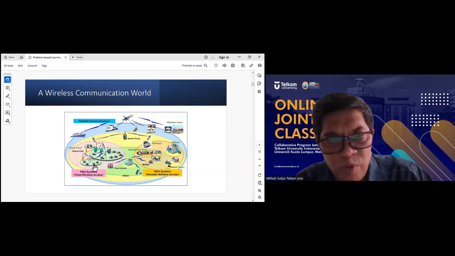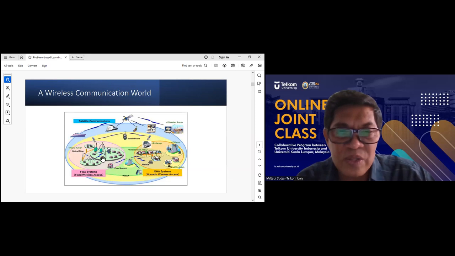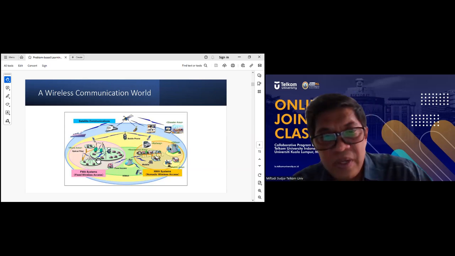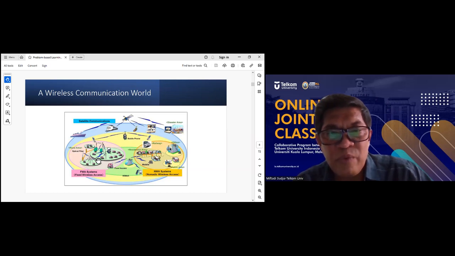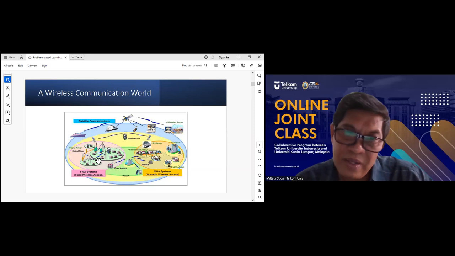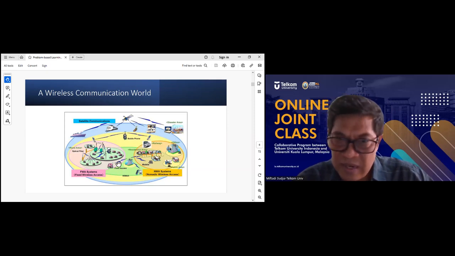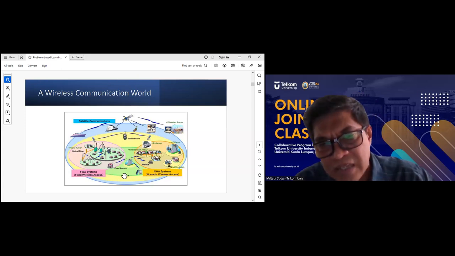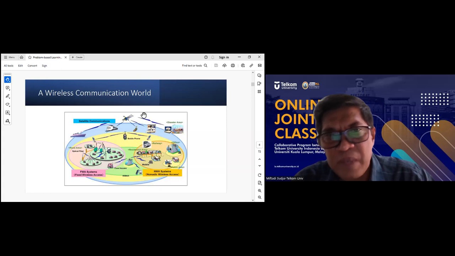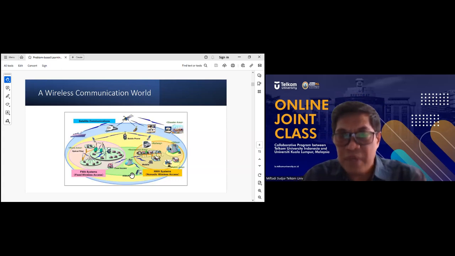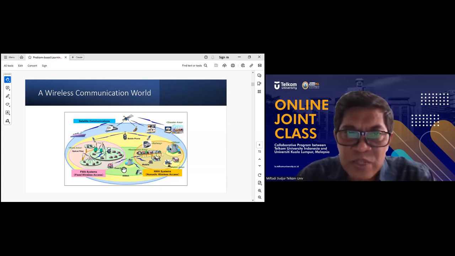and provides full mobility features that we can now use almost everywhere while we are on the move, in the car, for example, in the train, and maybe in the future we also can use a mobile phone when we fly by plane, for example. Okay, and other communication like fixed wireless, like we have discussed, for example, fixed wireless internet access that is provided by some operators using wireless access instead of a fiber optic network, that is also included in this wireless communication world.